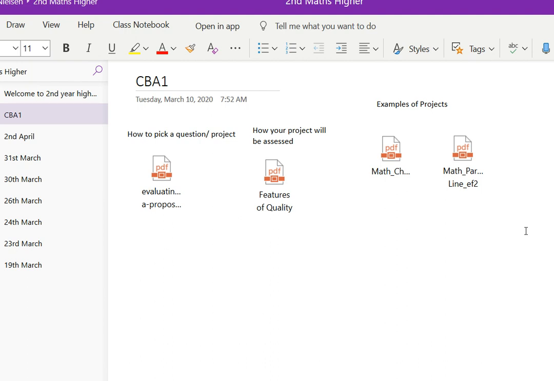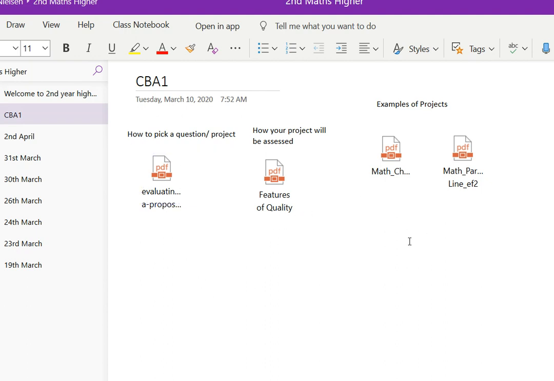Hello. So today we are going to be looking at your Maths CBA1, your Classroom Best Assessment 1, and we go to your OneNote classroom and you are going to go to the tab CBA1, which is the second from the top tab, and it's been there for ages. So this is not a new tab. I've had this open for you to have a look at for quite a while.